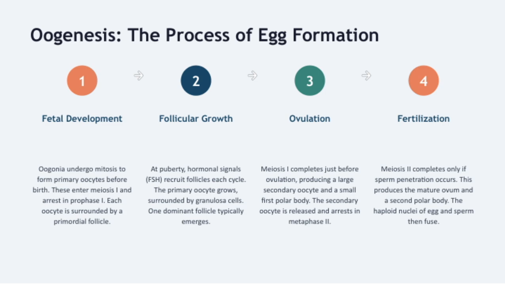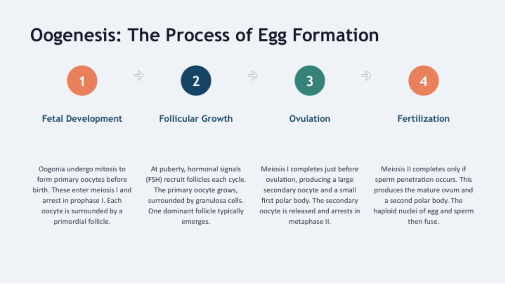As puberty begins, hormonal signals, particularly follicle-stimulating hormone or FSH, come into play. These signals recruit follicles each menstrual cycle. The primary oocyte inside each follicle continues to grow and is surrounded by granulosa cells, which help nourish it. Usually, one dominant follicle emerges during each cycle, becoming the one most likely to ovulate.